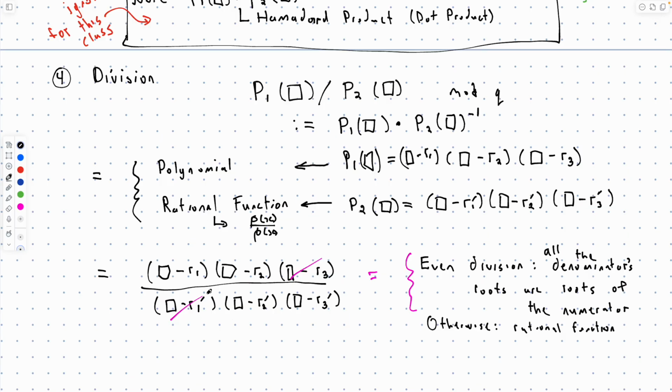A rational function means that you're going to have some terms on the bottom and they're not going to cancel out with anything on top. And so that's not a polynomial anymore. It's not in the form of a polynomial. It's an almost polynomial, but it's not a polynomial. So we just call it a general rational function, okay?